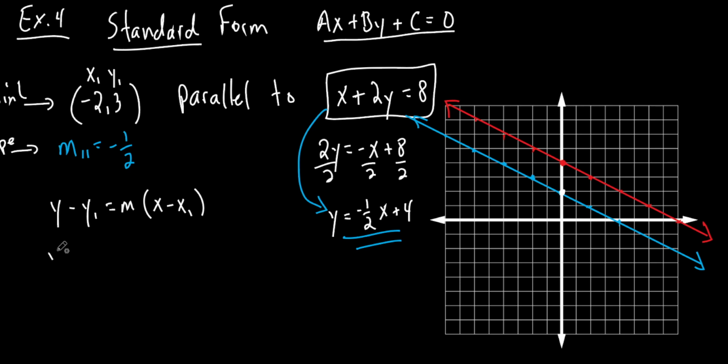Let's do it. Y minus y1. What's my y1? Look up here. What's my y1? It's 3. Good. Equals m. I know what my m is. It's negative 1/2 times x minus x1. What's my x1?